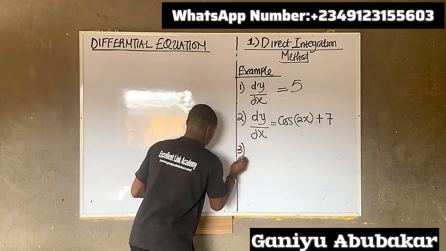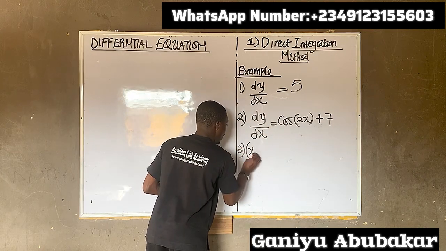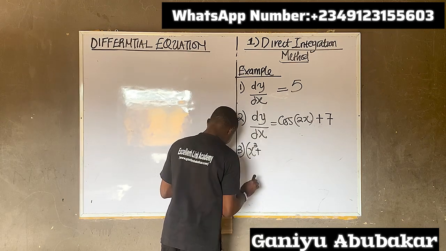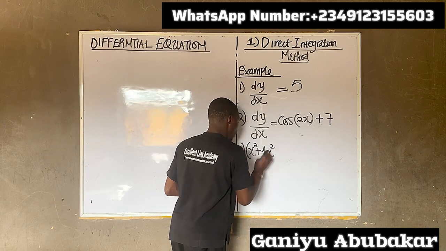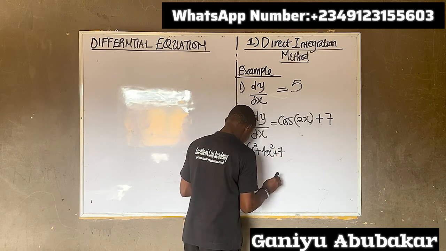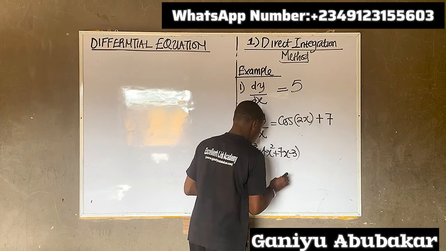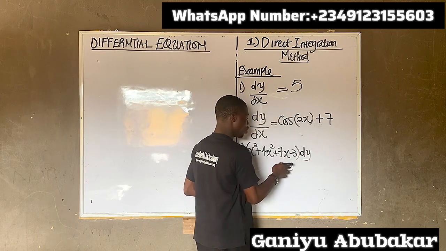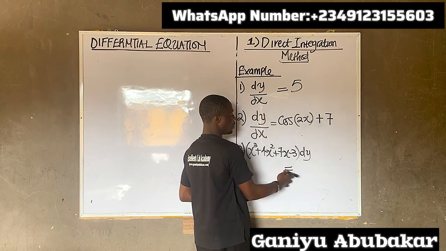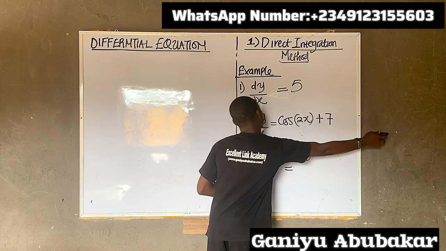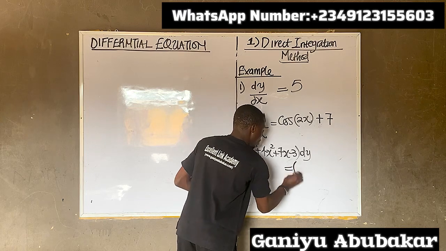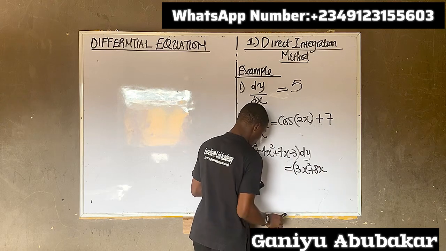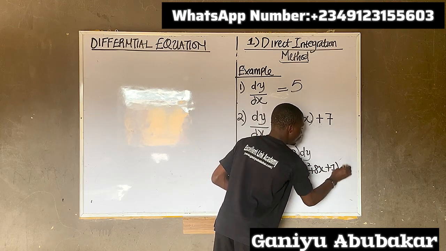Question 3 says x cubed plus 4x squared plus 7x minus 3. I have dy is now equal to, like, this equal to should be here, because of space I have to bring it here. So equal to 3x squared plus 8x plus 7 dx.